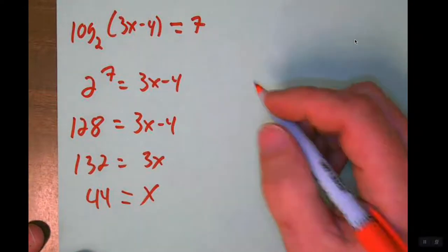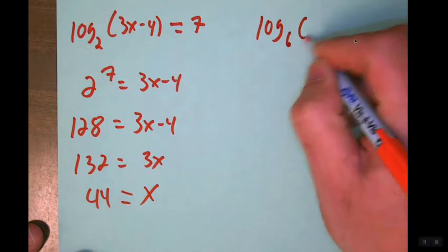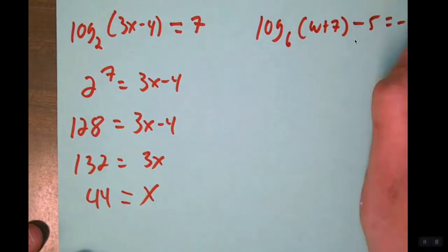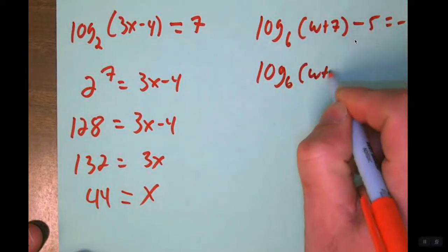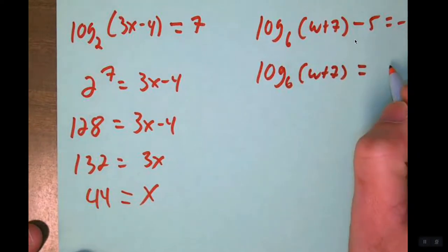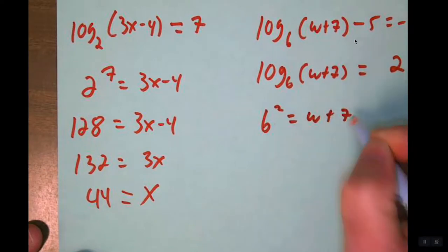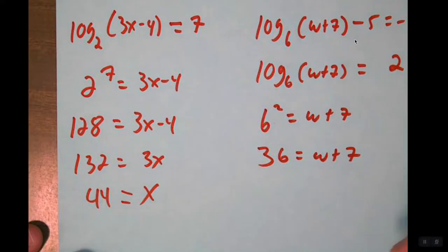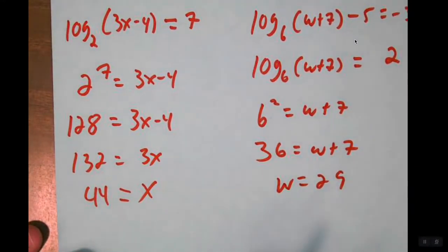Let's try another one. How about log base 6 of w plus 7 minus 5 equals negative 3. Well, first thing I'm going to do is add 5 to both sides. So I get this. And now you do 6 squared equals w plus 7. So 36 equals w plus 7. Subtract 7, w equals 29. Easy peasy, lemon squeezy. All right, a couple more examples.